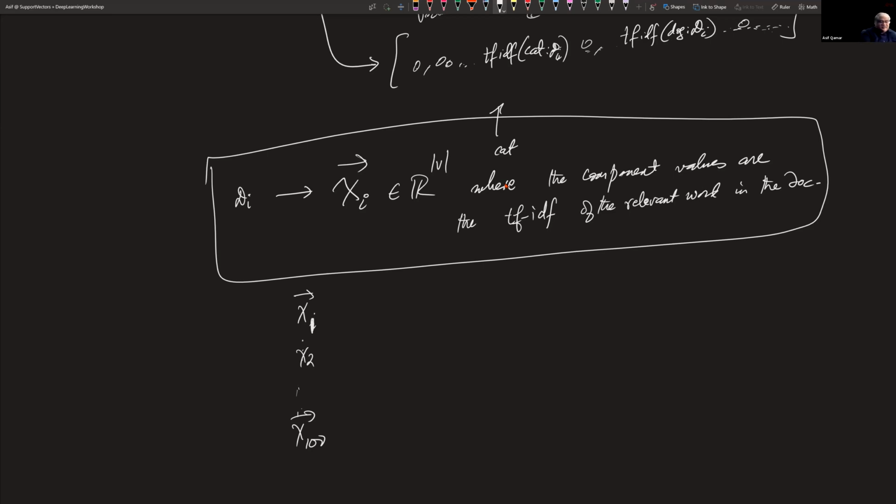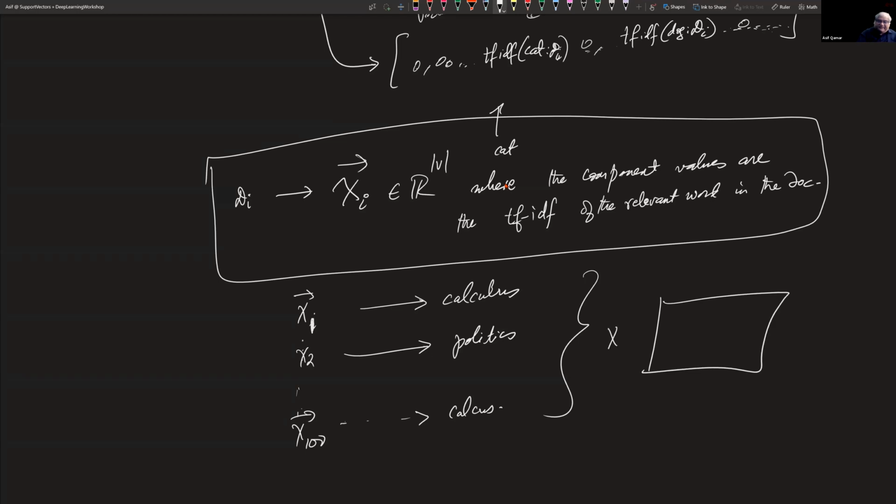Suppose I tell you that the first document is about calculus, and the second document is about something that is entirely not calculus. What would that be? Politics, right? And then some document again is about calculus. Now what can you do? Do you see that you can map this easily to a classification problem? You give it xi and you ask, what is it? Calculus or politics?